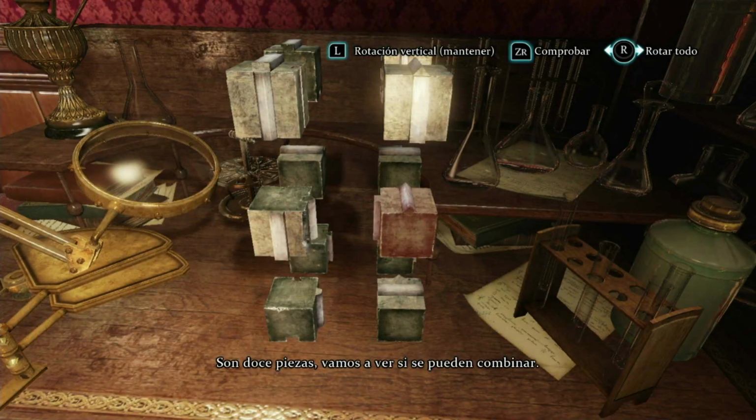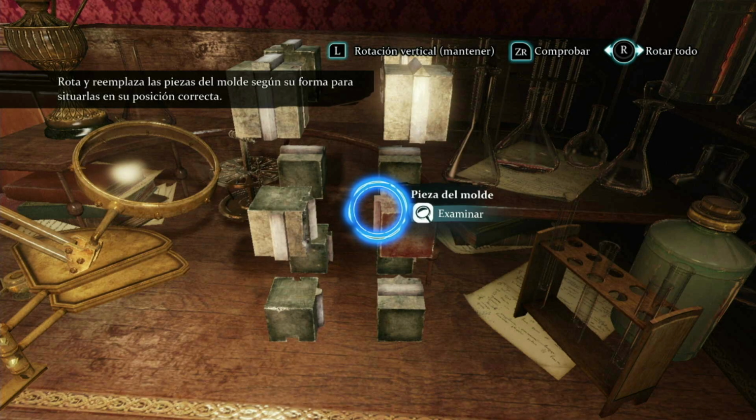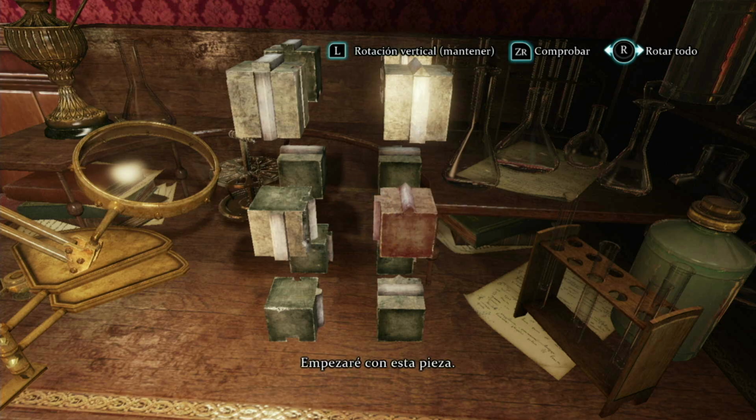There are 12 pieces here. Let's try to gather them. I will count this piece as a starting point.